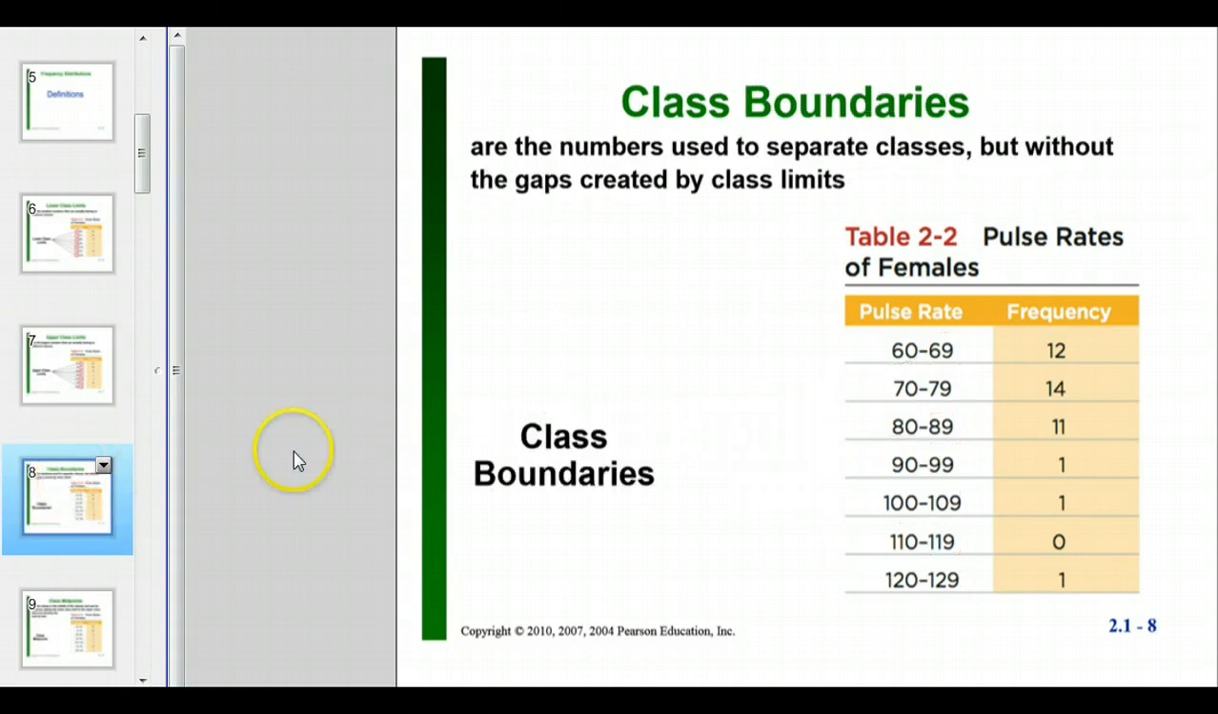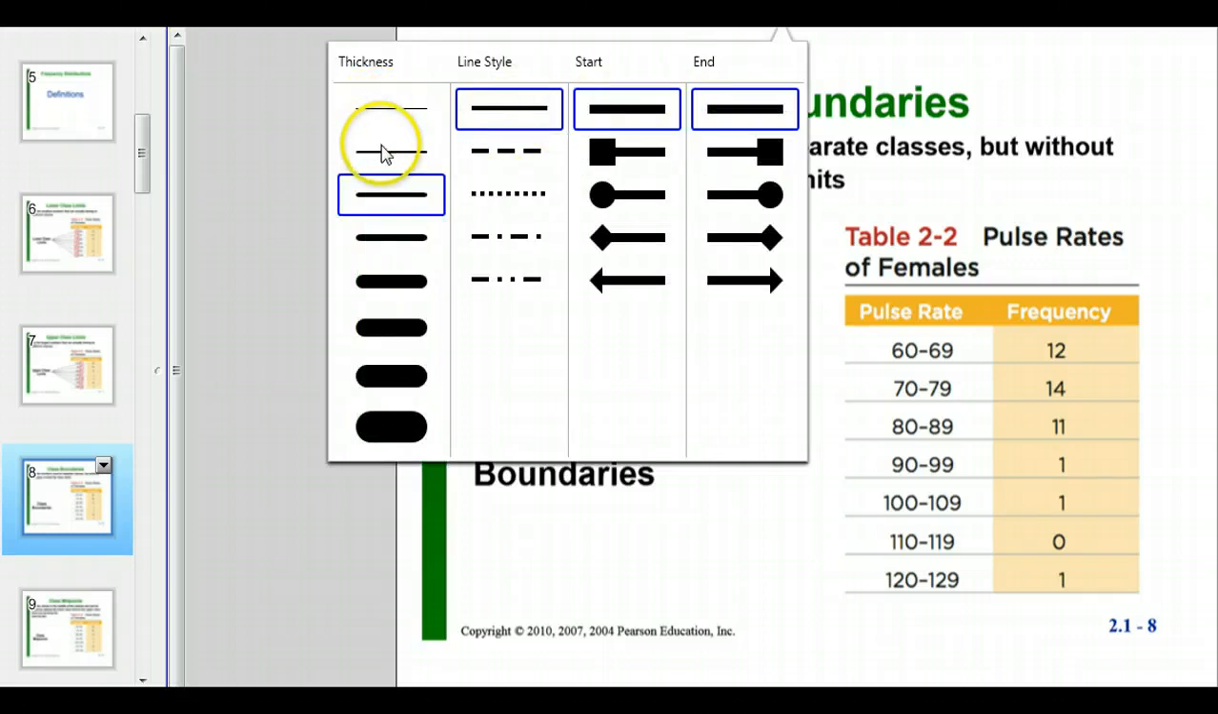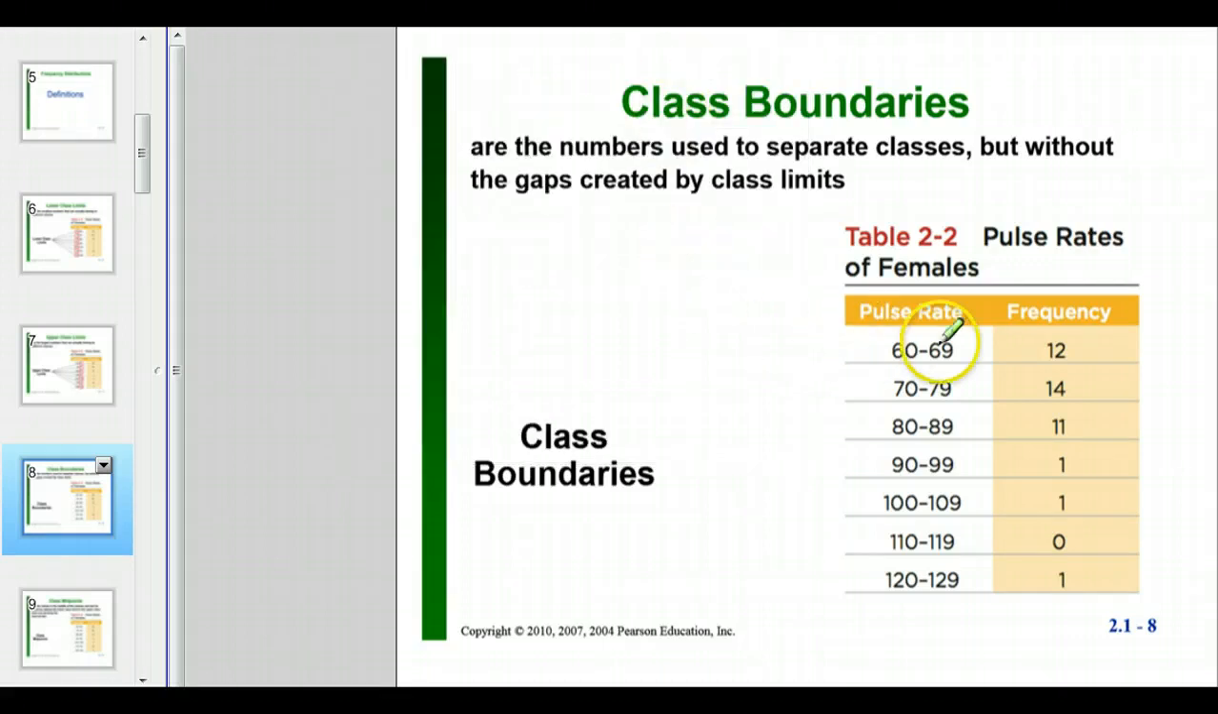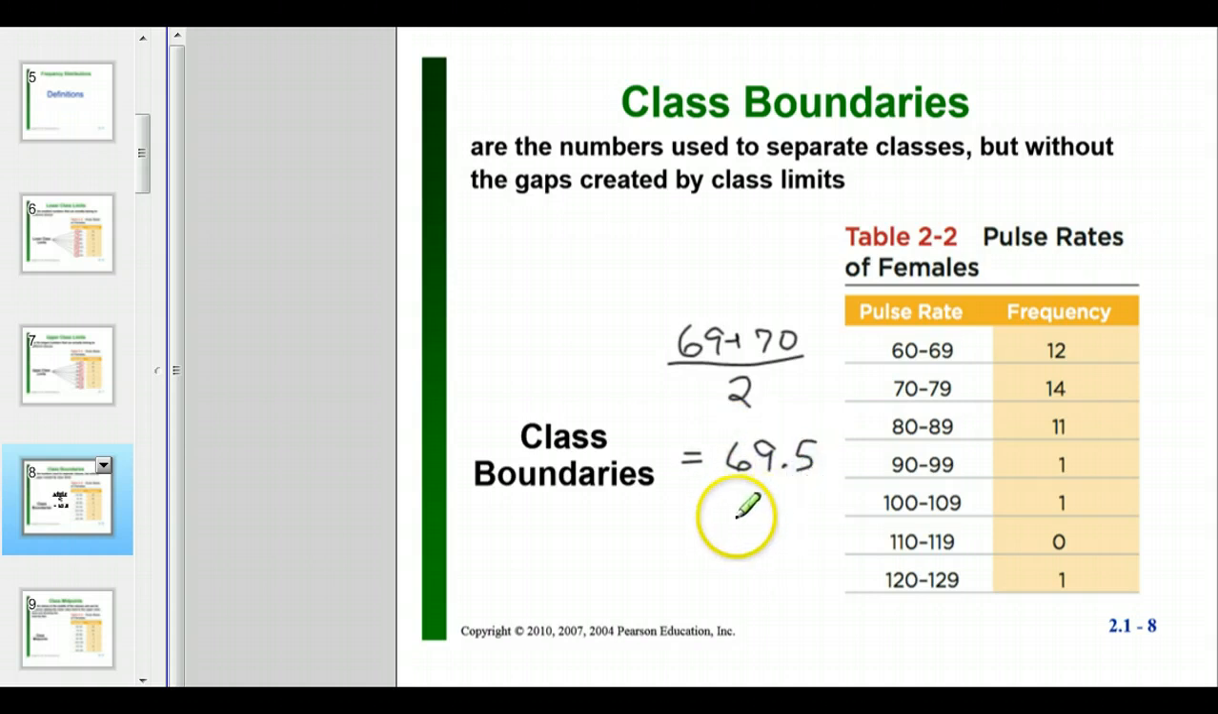Alright, and then class boundaries. The way we come up with a class boundary is we go in between these first two classes. So this one ends at a 69, this one starts at a 70. Right in between those two, if I took 69 and I added 70 to it and divided by 2, I'd get the number right in the middle, which is 69.5. Okay, so that's where this is coming from. 69.5 is the boundary between these two classes.